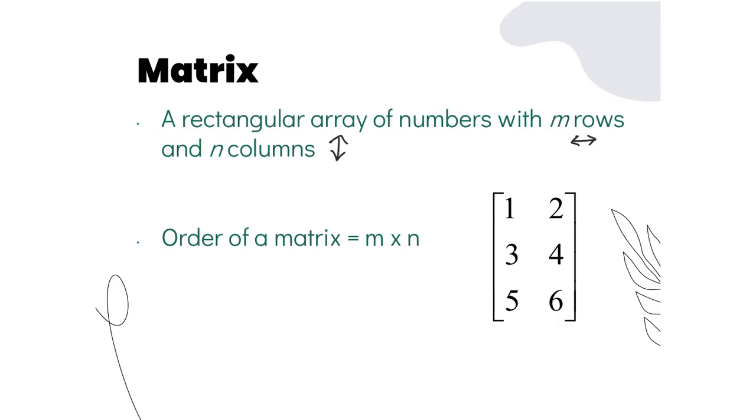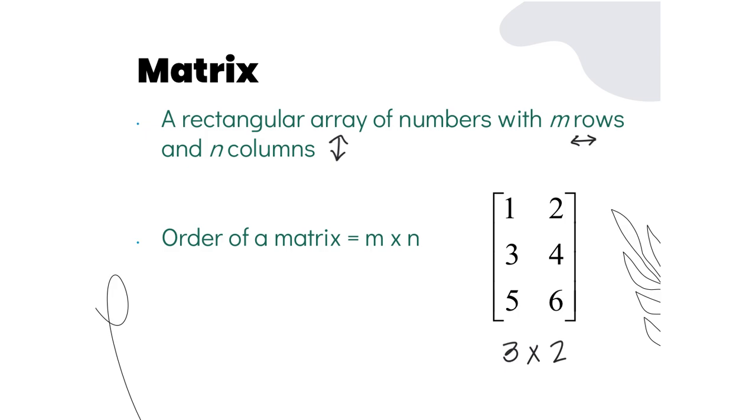How are we ordering a matrix? How do we say it? How many rows do I have here? Rows, I have 3. Columns, I have 2. So this is a 3 by 2. Always remember that you're naming it by rows, then columns.